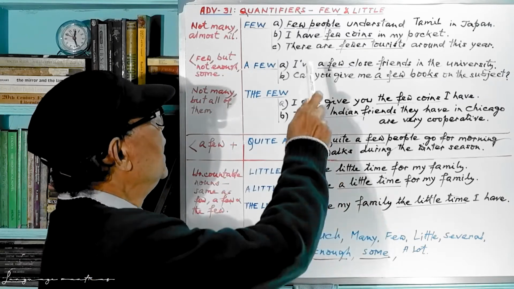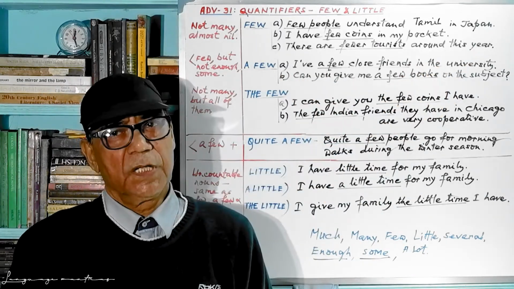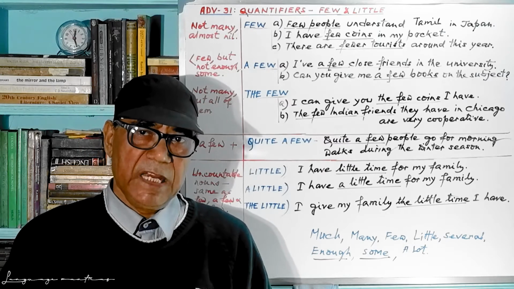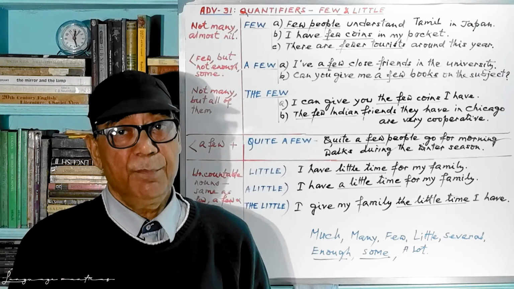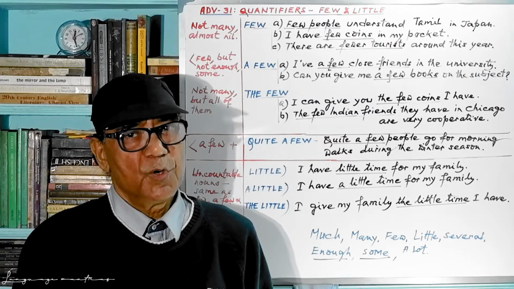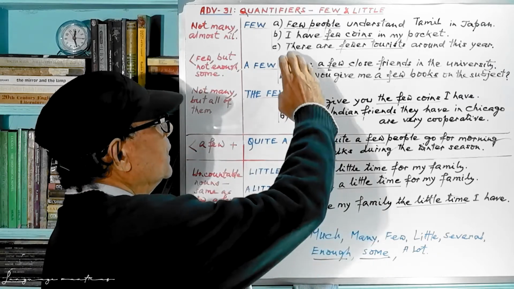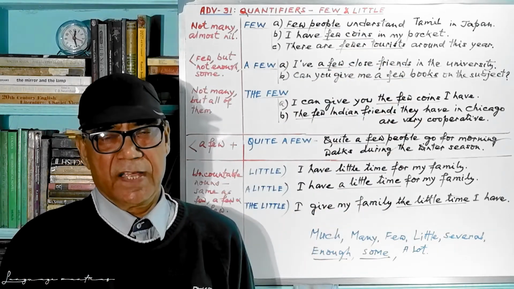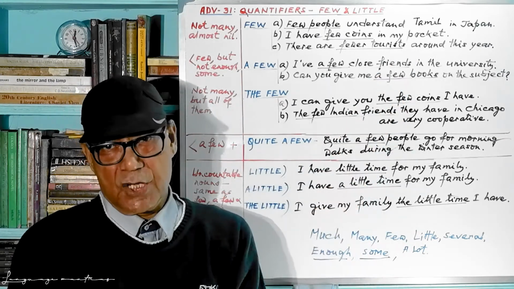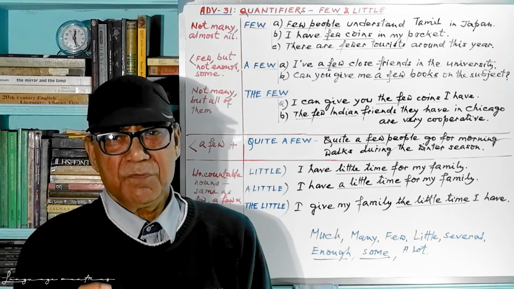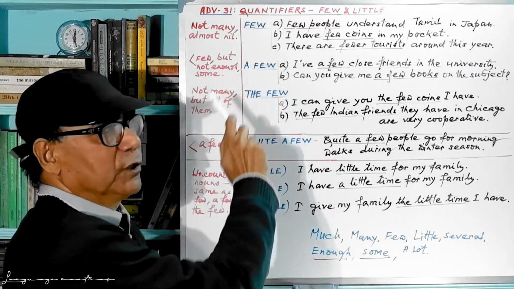For example, few people understand Tamil in Japan. You can't expect that in Japan many people understand the Tamil language. It is almost impossible. So we can say few people understand the Norwegian language in India. In terms of the population of India or Japan, the number of people knowing Tamil or, say, the Norwegian language must be very small. In that case, we can use few.